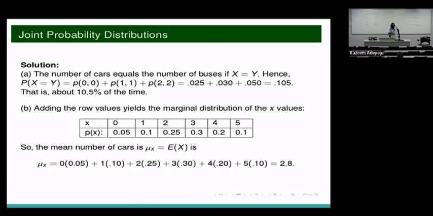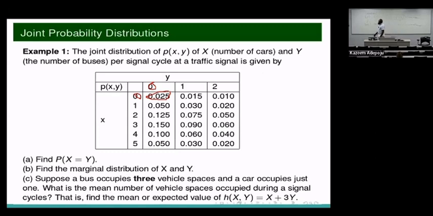Now, the next question here is B: find the marginal distribution of x and y. Let's find the marginal distribution of x. There are six possible values in x, so I need to find the probability when x equal to 0, when x equal to 1, when x equal to 2, all the way to when x equal to 5. When x equal to 0, I'm going to sum over the range of the variable I'm not interested in. When I'm focusing on x, I'm not interested in y.